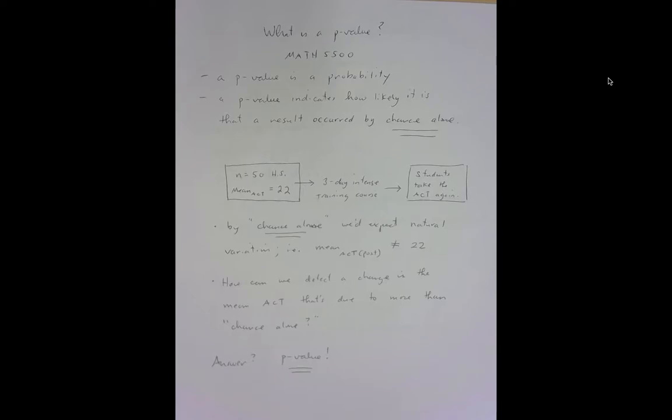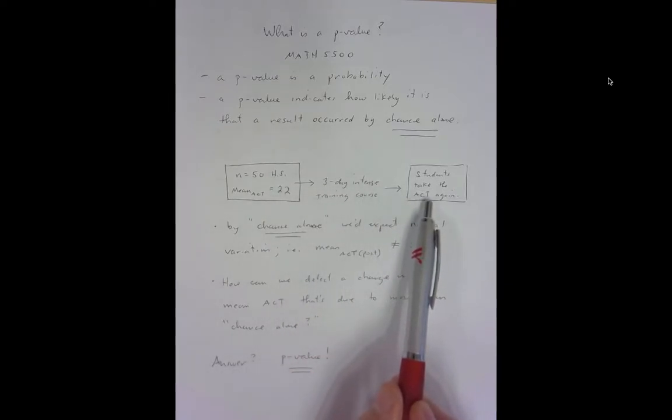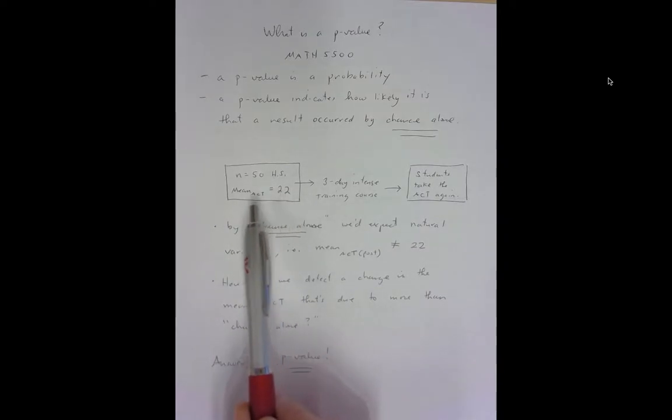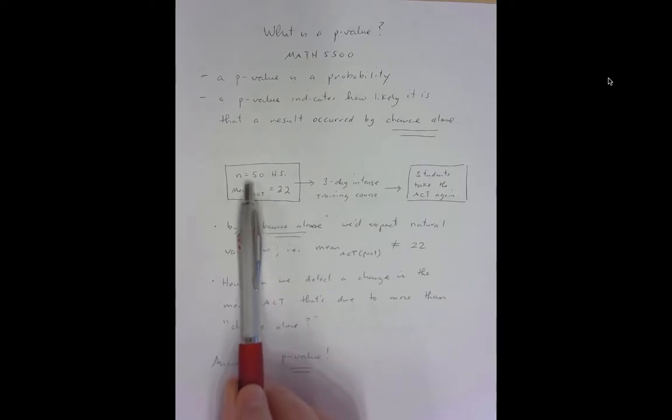Okay, again, a p-value indicates how likely it is that a result occurred by chance alone. Now, I've kind of given you an example here that I want you to think about, and this is kind of near to my heart now because my daughters are freshmen in high school, and they're starting to think about the ACT. More specifically, they're thinking about raising their ACT. So think about this as a model for what we mean by chance alone. So let's consider an example.